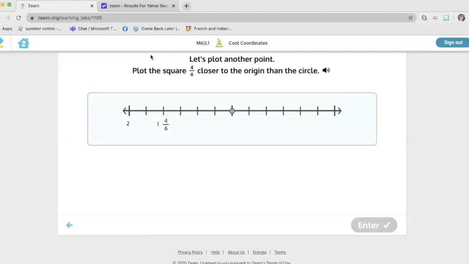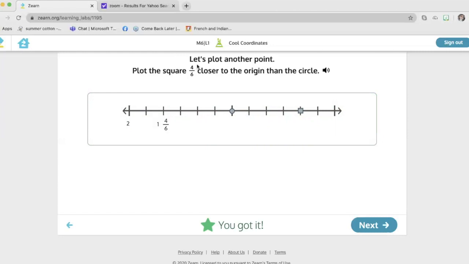Okay, let's plot another point. Plot the square 4/6 closer to the origin than the circle. Okay, so we know that this would be 0, so 1/6, 2/6, 3/6, 4/6. Oh no. Let's see what I did wrong. Let's plot another point. Plot the square 4/6 closer to the origin than the circle. It wants us to move from the circle. So be careful on this. Even I make mistakes, you guys can see, okay?